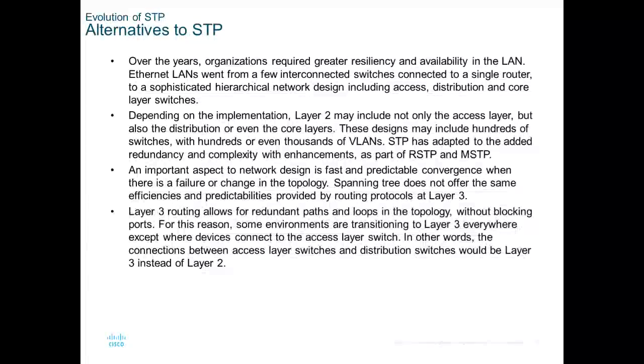So this is why spanning tree has evolved to rapid and multi-spanning tree additions, so that the network can adapt to changes, as in failure or changes in topology, quickly and predictably. And it's basically there to support our layer 3 functions.